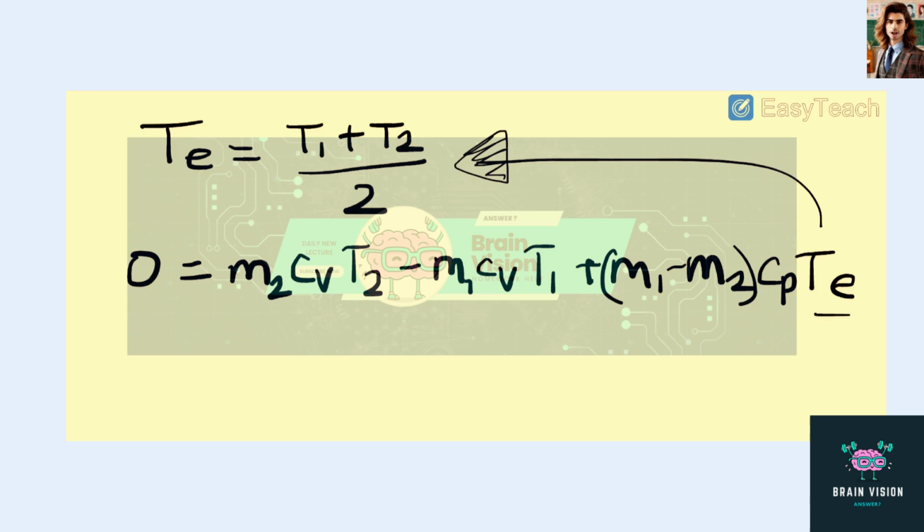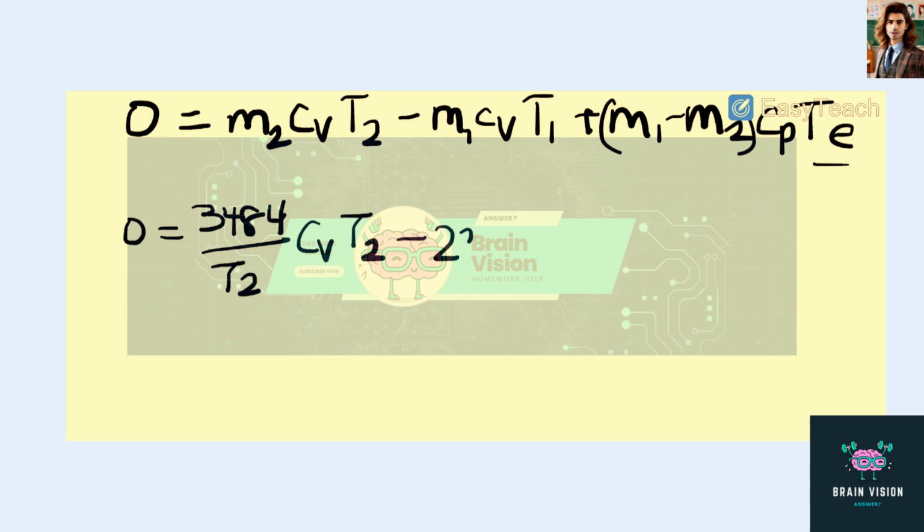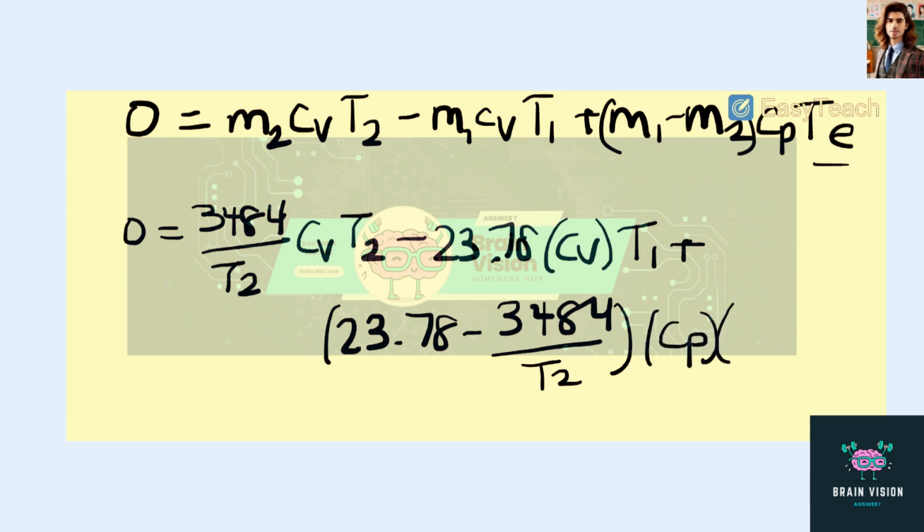So after we go ahead and plug in for all the quantities that we know, we'll see that 0 will equal 34.84 over T2, Cv T2, minus 23.78 Cv T1, plus (23.78 minus 34.84 over T2) Cp times (293 plus T2) over 2.